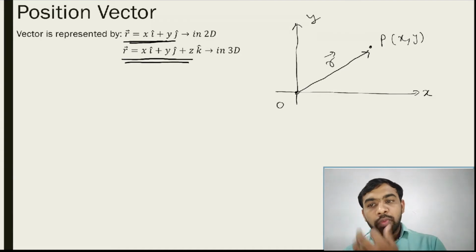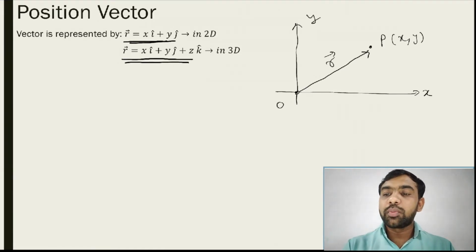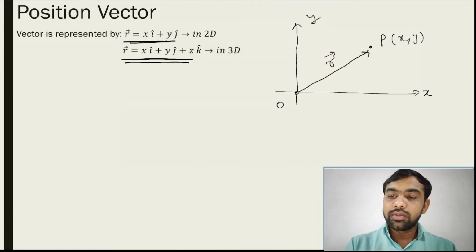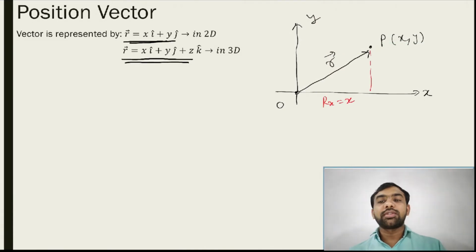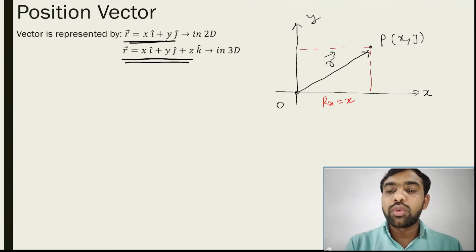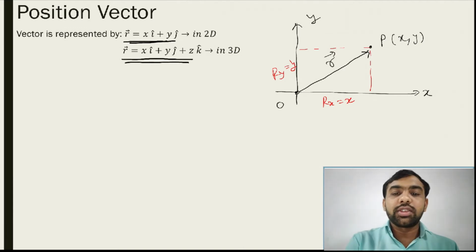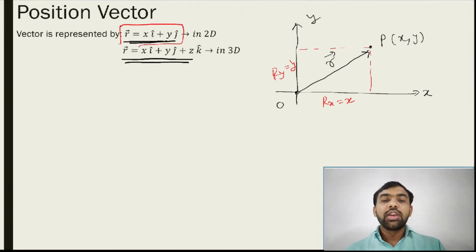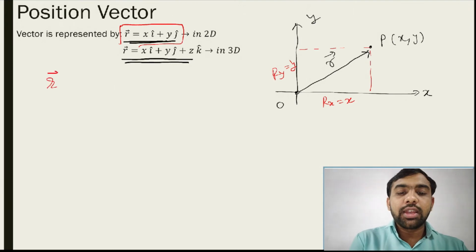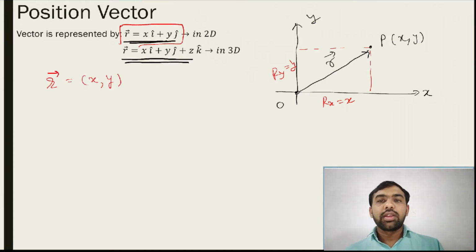So r is equal to what? Its x component is rx generally, so right now it is x, and its y component is ry, and right now it is y. So exactly the same, rxi plus ryj, so xi plus yj is the representation of a position vector. It is also represented like this: r is equal to, in brackets, x comma y. Both are the same.